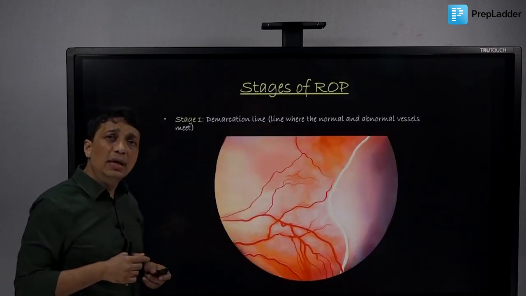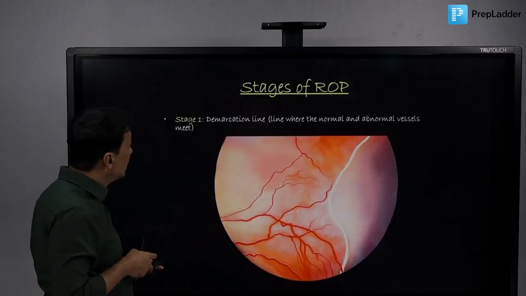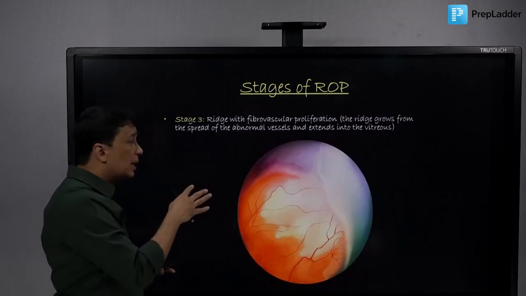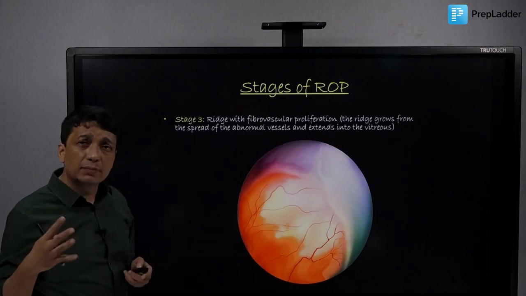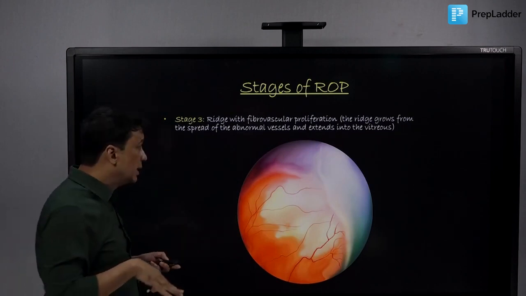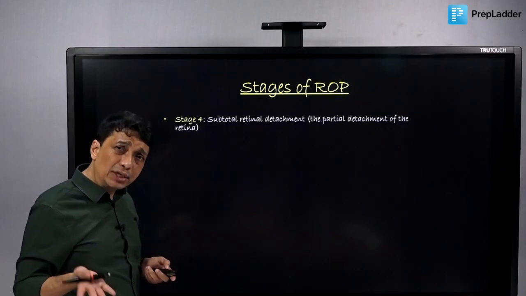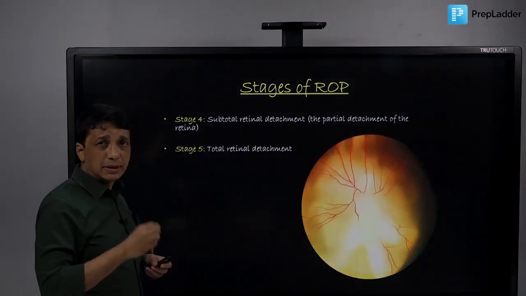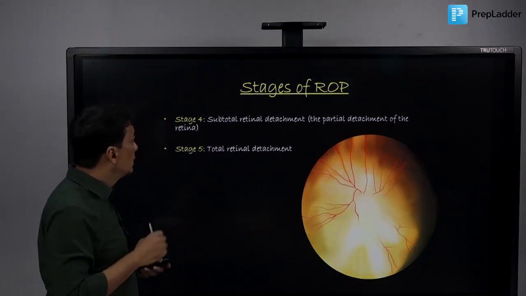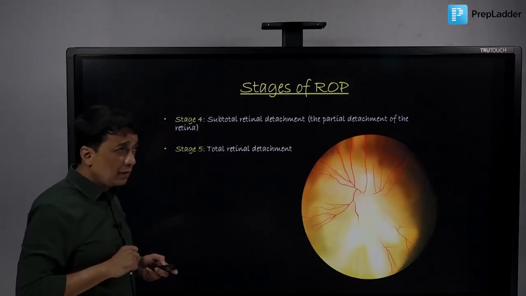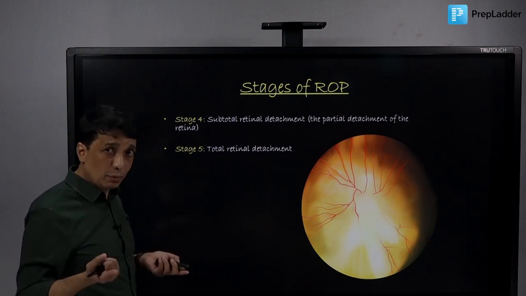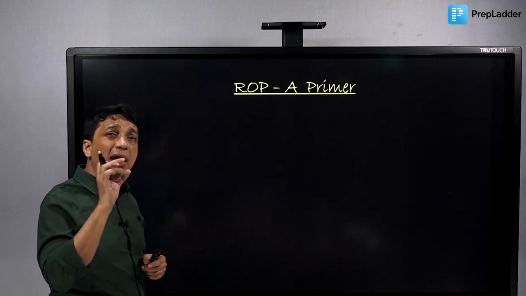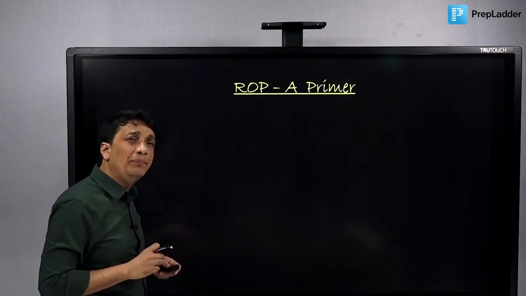In fact, stage 1 is line, stage 2 is ridge when it gets lifted, stage 3 is ridge with fibrovascular proliferation or new blood vessels, stage 4 is subtotal retinal detachment, and stage 5 is total retinal detachment. Okay, so that's not so difficult. These are the stages of ROP. Very well, but more is to come. Let's look at the primer. I'm going to prime you with some terms of ROP which you should know.